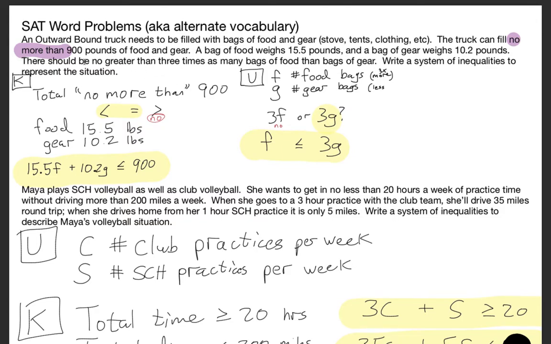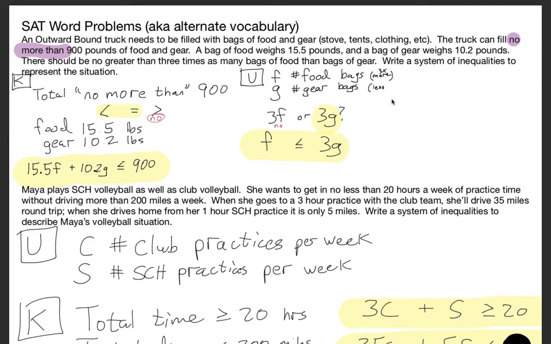Oh yeah, there should be no greater than 3 times as many bags of food than bags of gear. So does that mean you multiply 3 times F or 3 times G? Super tricky the way they write it. Sometimes I like to just stop and think to myself, which one are they going to have more of? Are they going to have more bags of food, or more bags of gear? And when I read this, I see that they're going to have more food bags.